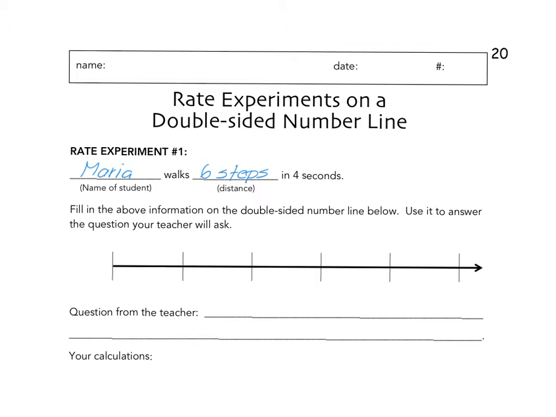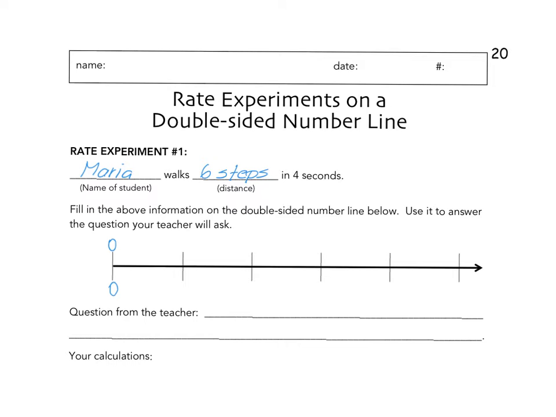The question says, fill in the above information on the double-sided number line below. So we're going to take this information and put it on the double-sided number line below, and then we're going to use it to answer the question your teacher will ask. When we have a rate, we start from 0, just as with ratios. So that's what I'm going to put here, 0 and 0. So that's step 1. After you draw the number line, we're going to start with 0 and 0.